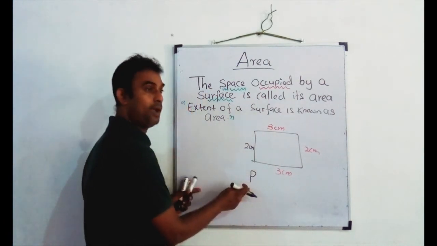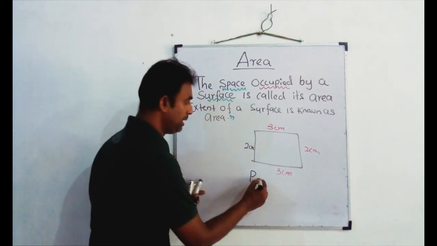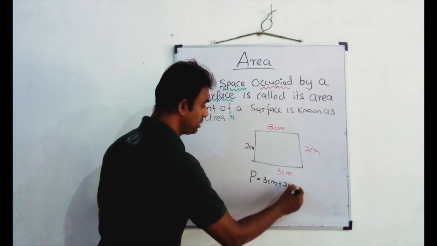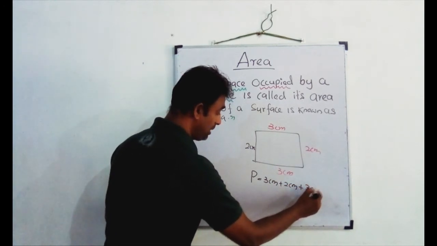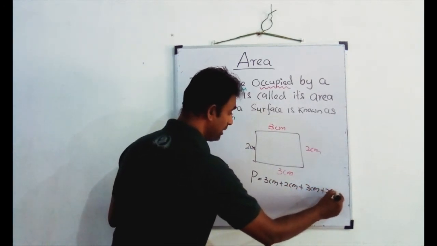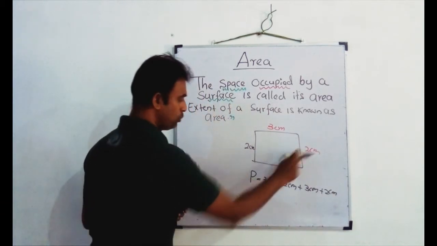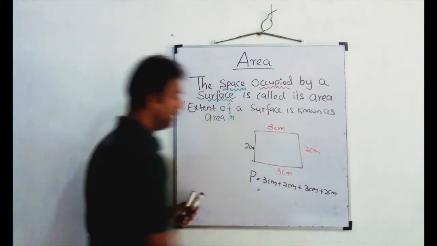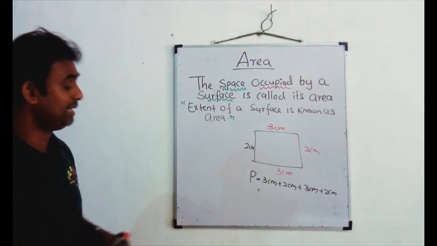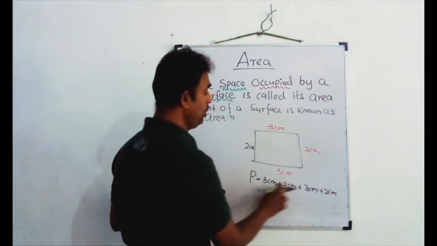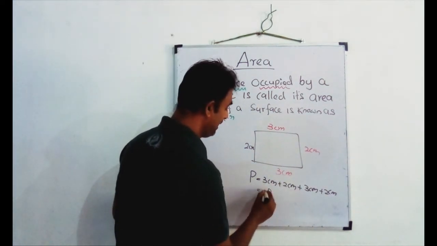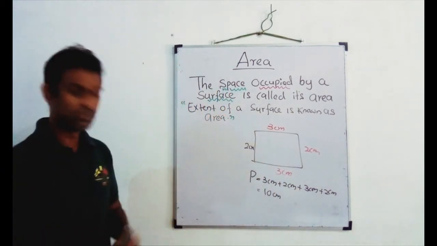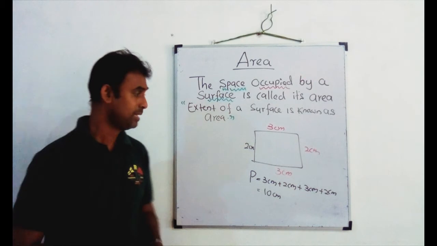Shall we find the perimeter? I sign it as P. P equals 3 centimeters plus 2 centimeters plus 3 centimeters plus 2 centimeters. The perimeter of this rectangle is 3, 2, 5, 8, 10. 10 centimeters is the perimeter. We have already discussed that in the lessons, perimeter.